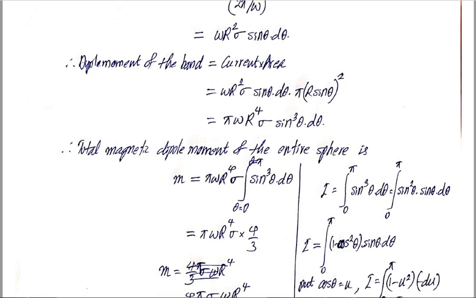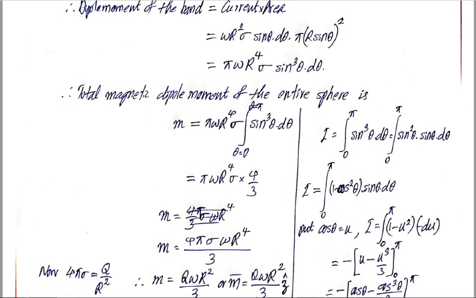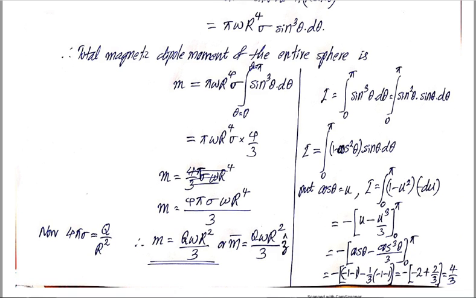Now this integral can be evaluated by using the steps shown here. The integral from 0 to pi of sin cube theta d theta is the integral of sin square theta into sin theta d theta, that is (1 minus cos square theta) into sin theta d theta. Now put cos theta equal to u, we get I equal to the integral of (1 minus u square), and sin theta d theta becomes minus du. So it becomes minus of [u minus u cube by 3]. Put the value of u: cos theta minus cos cube theta by 3.